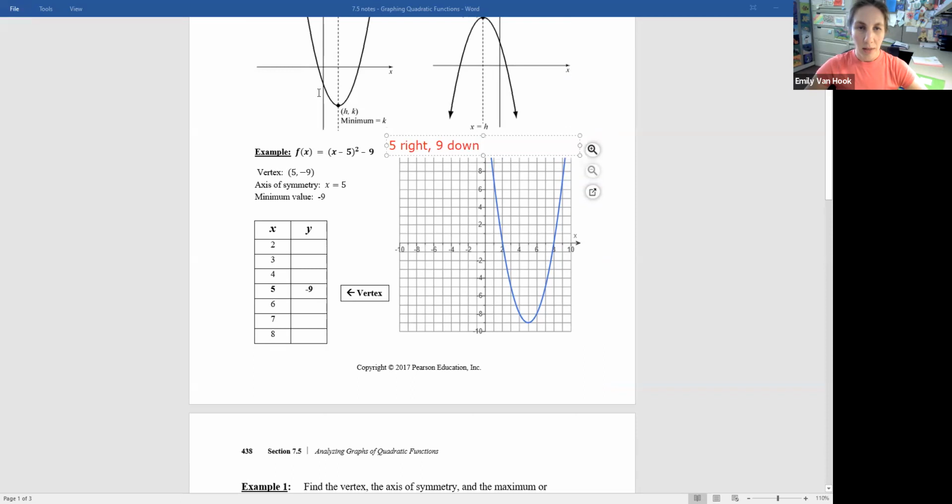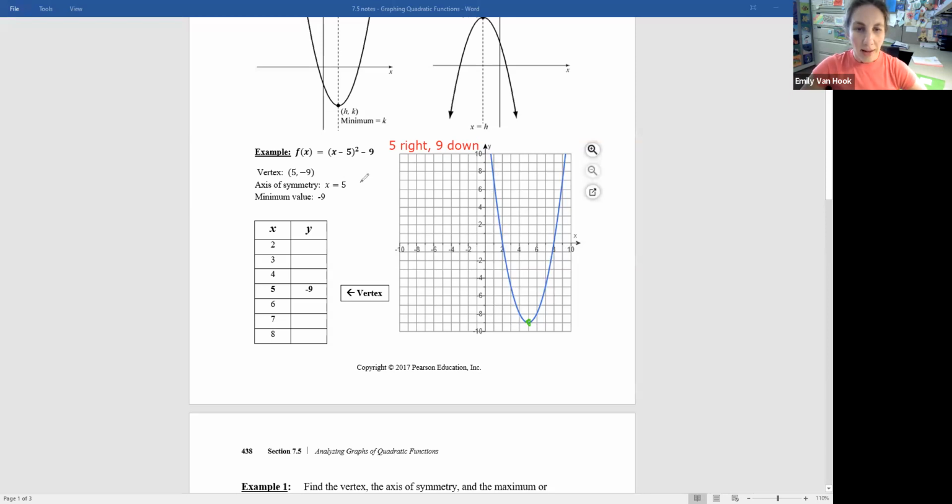So you can see that point there. I'm going to highlight it as well. There it is, that lowest point. So because this graph opens up, we would say it has a minimum, whereas if it was upside down looking, it would have a maximum. So you're never going to have both for parabolas. It's either one or the other.